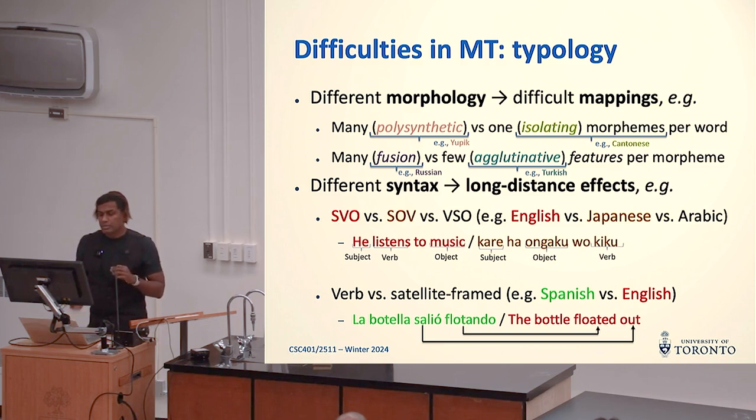Another problem is also the distance between, let's say, a verb and satellite verbs. For example, "the bottle floated out" could be reversed in order in some other languages, like "it sailed out". So this could be different. There are many other examples, but essentially this is the gist of some examples which elucidate the problems.